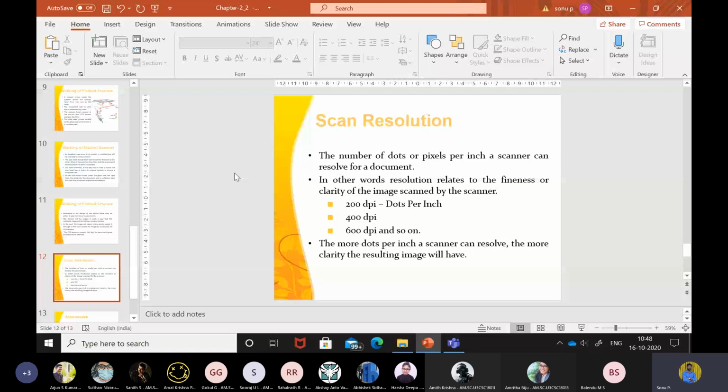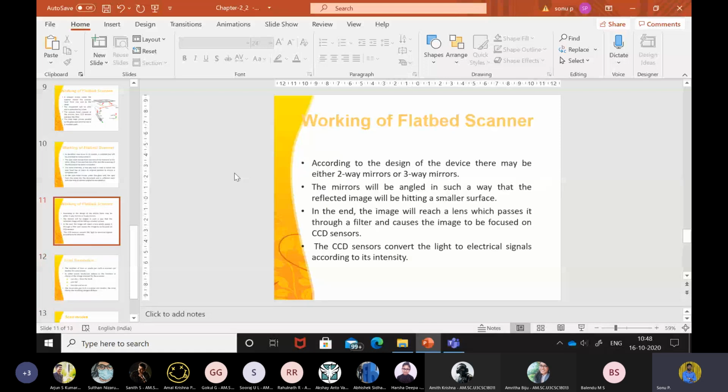Next year, next semester, you will have a computer graphics course in which this type of thing will be covered. Compression techniques and all will be there, I think. So this is the working of an actual flatbed scanner, and it is somewhat different from the camera based on the working area. The camera is used for getting real-world, real-life information, and scanners are used for feeding paper-based documents.